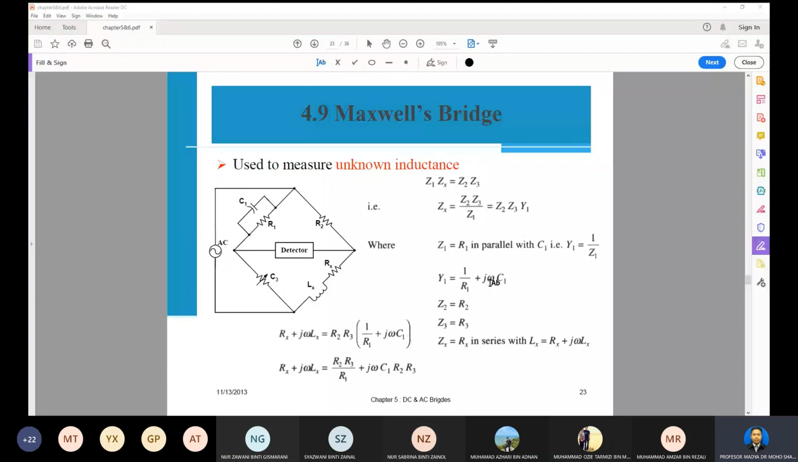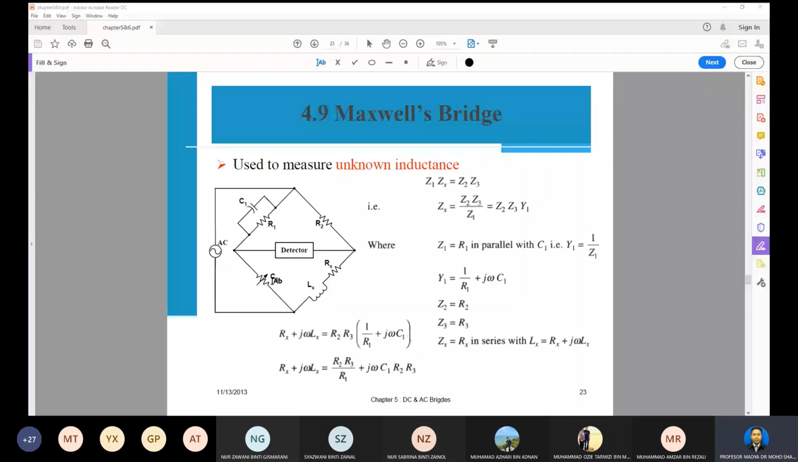So that is for the capacitor. Alright. So Z2 is equal to R2. Okay, Z2 is equal to R2 because there is no imaginary part. That means no inductance or capacitance. And also Z3 is R3. But R3 is the variable resistor here.